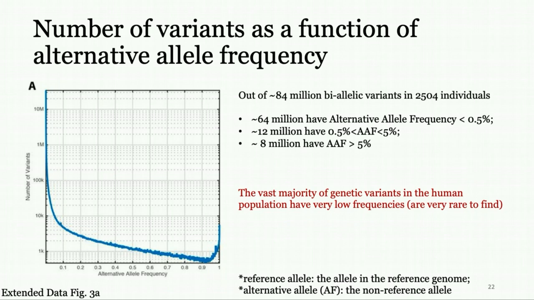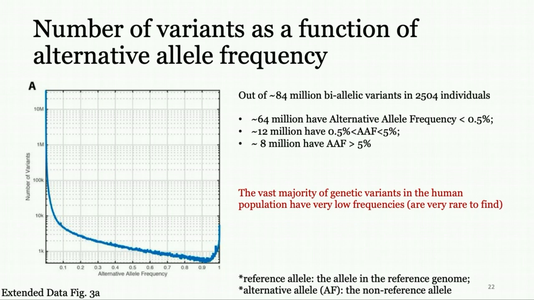Remember that most variants have only 2 alleles, so the frequencies of those 2 added together will be 1. Most genetic variants have very, very low frequency. In total, we have 88 million genetic variants in this whole sample of 2,500 individuals. Only 84 million of them are biallelic, so we only look at those variants.